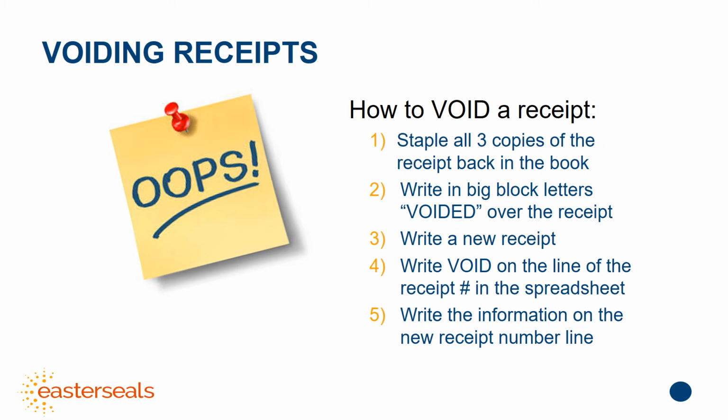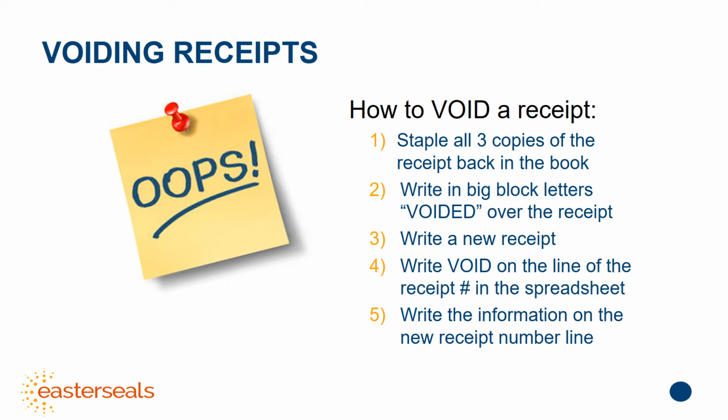So how do we void the receipt? Well, there's a couple of steps you must follow. You must obtain the yellow and the white copy of the receipt. Staple all 3. So staple the 2 on top of the pink that's already in the book. You would find the receipt, the pink copy in the book, take the yellow and the white, put them on top and staple it together. And then you will write in big bold block letters VOIDED over the receipt, so it'll be on all 3 copies.